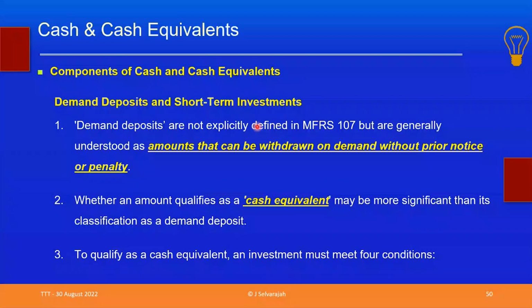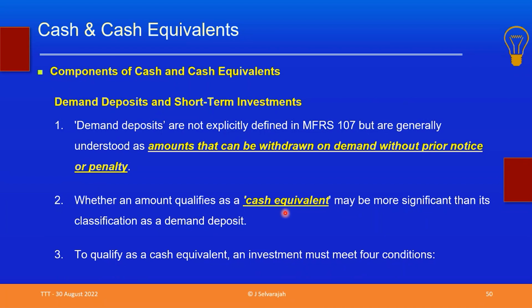So a demand deposit is not explicitly defined in MFRS 107, but is understood as amounts that can be withdrawn on demand without prior notice and without penalty. If I make a payment out of my bank account today, I don't need to tell the bank, hello, I'm paying 1,000 ringgit. No, I can just use it anytime I like. Remember, without notice and without penalty. Keyword: no penalty must be charged.